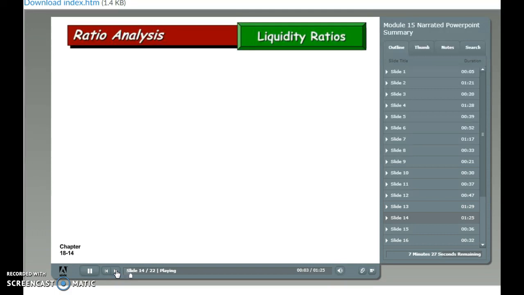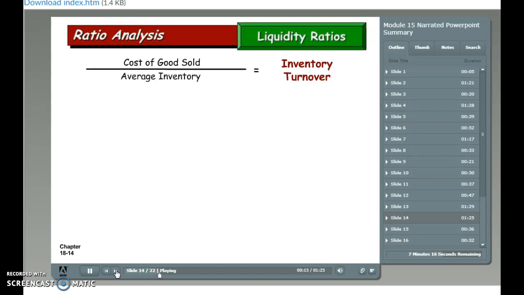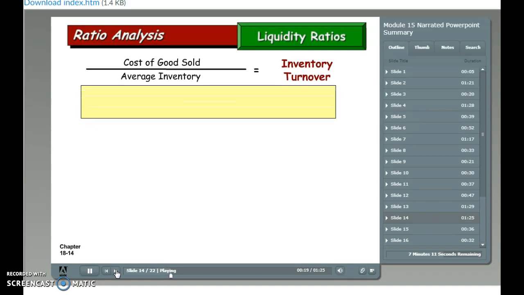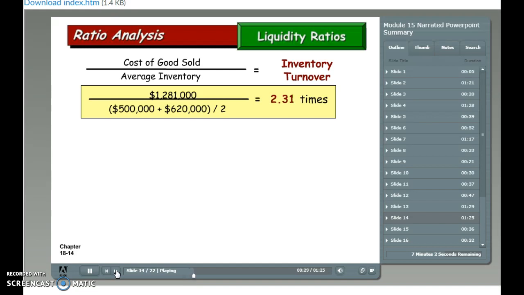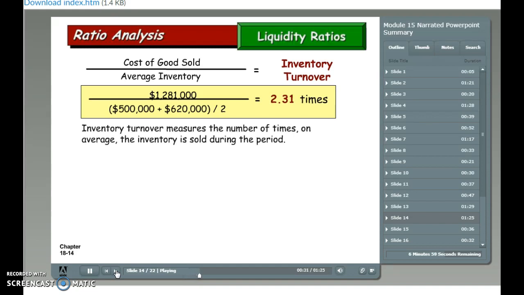The last liquidity ratio we will examine is the inventory turnover, which is calculated by cost of goods sold, which is located on the income statement, divided by average inventory, which is calculated from data on the balance sheet. For Quality, the inventory turnover is calculated to be 2.31 times. Inventory turnover measures the number of times the inventory is sold.